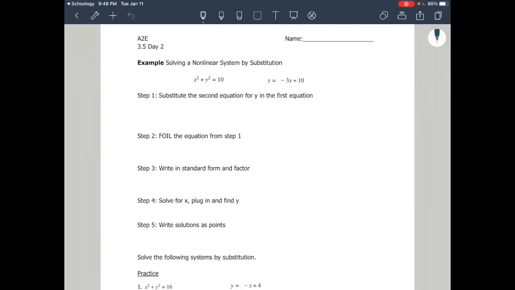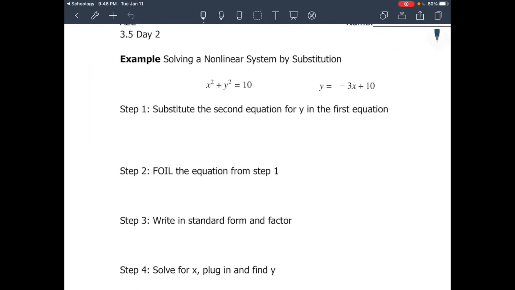Okay, so we're on lesson 3.5, day 2. Our example for today says solving a nonlinear system by substitution. So the first equation is a circle and the second one is a line. Step 1 says substitute the second equation for y equals into the first equation. So I'm going to take this information and put it in for y in the first one.